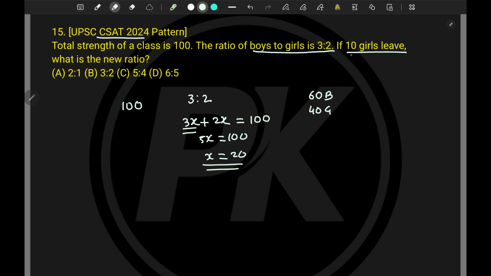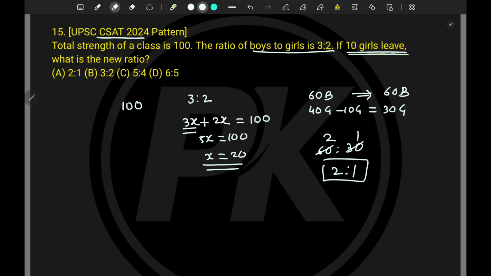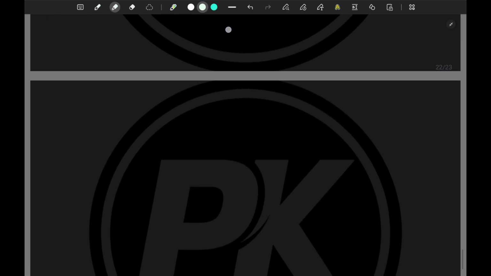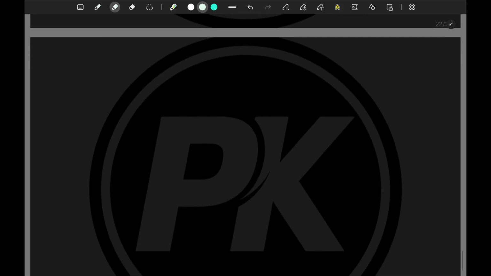Now what is given: if 10 girls leave, then the new number of girls will be 30 girls, and boys are how many? 60 boys, right? What is the new ratio of boys versus girls? So 60 boys, 30 girls. So that means this is 2, this is 1, so 2 as to 1, and that is option number A. Okay, so we have covered all types of problems. You cannot imagine problems beyond this which are asked in the examination. So we have covered almost all types of problems.